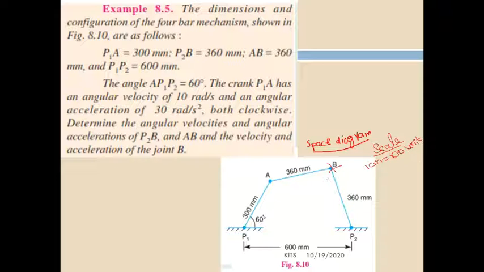Connect everything, so you are getting this space diagram, 4-bar chain mechanism. Now space diagram is over. Now let us read the question further. They have given certain values. Angular velocity equal to 10 radian per second. Angular acceleration equal to 30 radian per second square. Both are in clockwise direction.